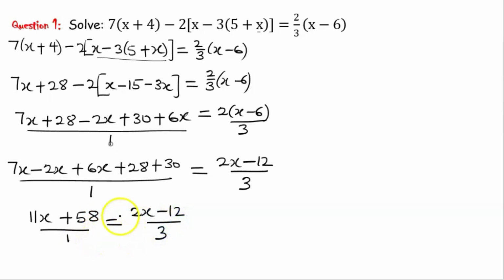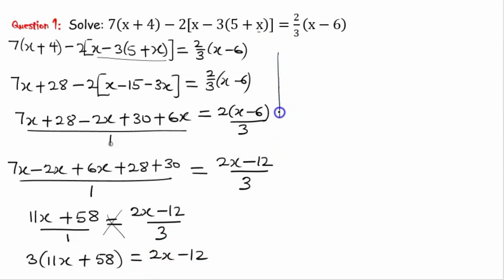Alright, so what do we do? We simply cross multiply. When we do that, we are going to have 3 into 11x plus 58, which is going to give us 2x minus 12. Let me just create a space. So when we do this, this 3 also is going to open this bracket. We are going to remove that bracket.